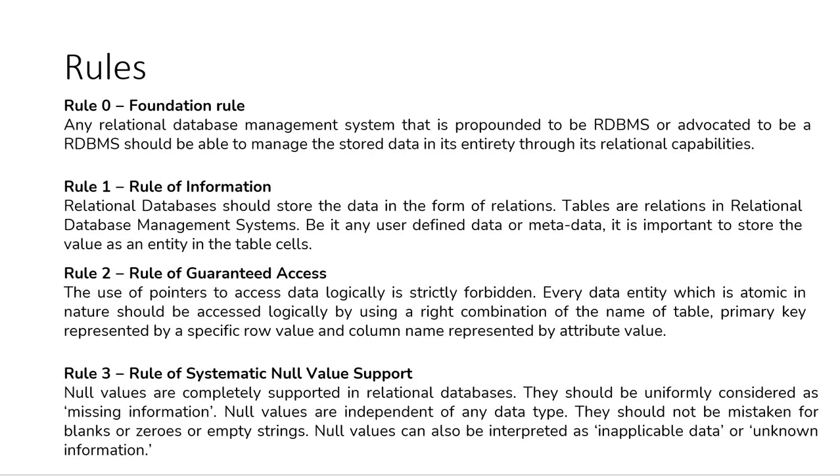Then the rule of systematic null value support. Null values are a special kind of value used where we do not have any data, so we put the data as null. There should be uniformity in considering missing information. Whenever the information is missing, we should consider it a null value. It should be treated as a data type, and you have to take care of null value support in your database as well.